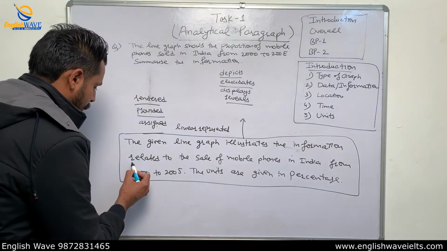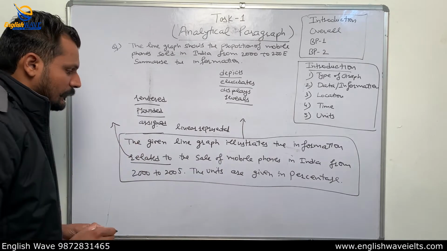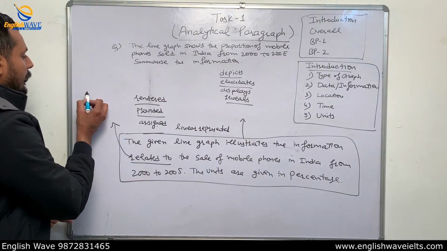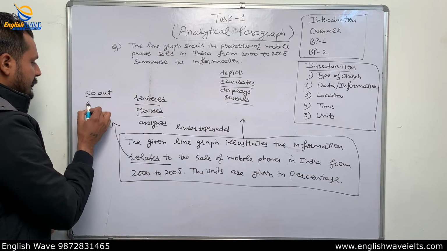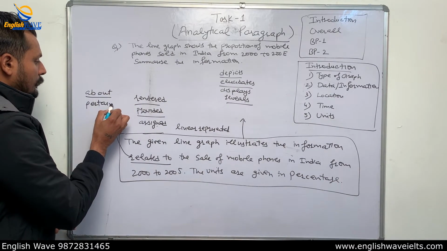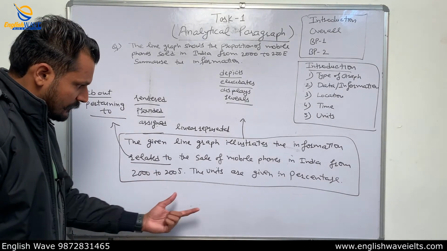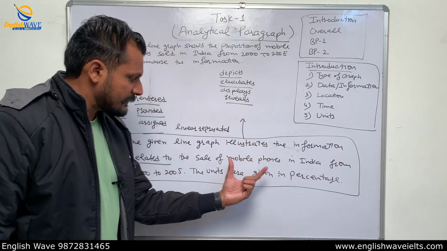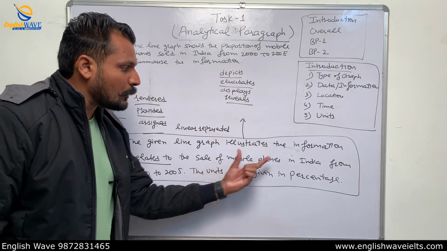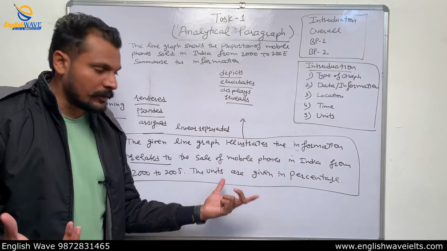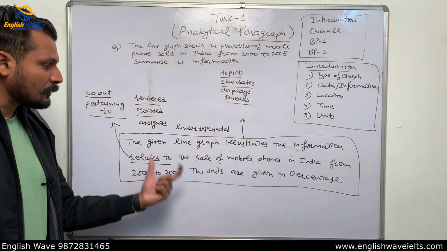Related to. Instead of this word related to, what are the words? Let's see. About, or my favorite one, that is pertaining to. Pertaining to means related to, that can be used. Sale of mobile phones, related to mobile phones sold in India. This is how the structures can be modified.